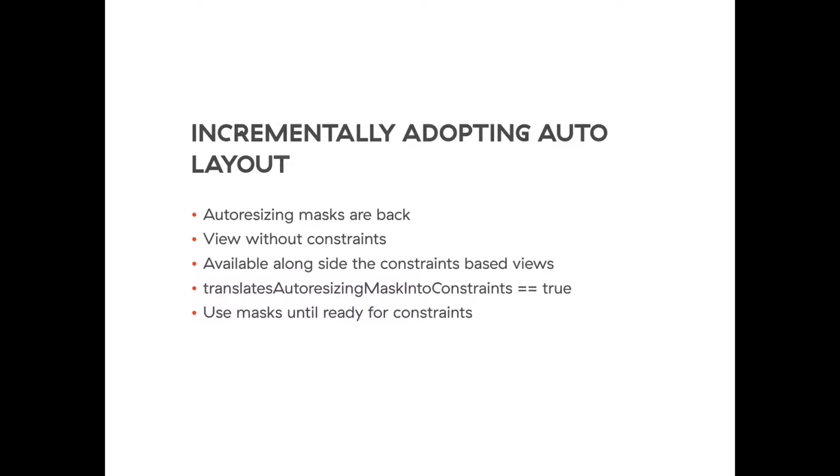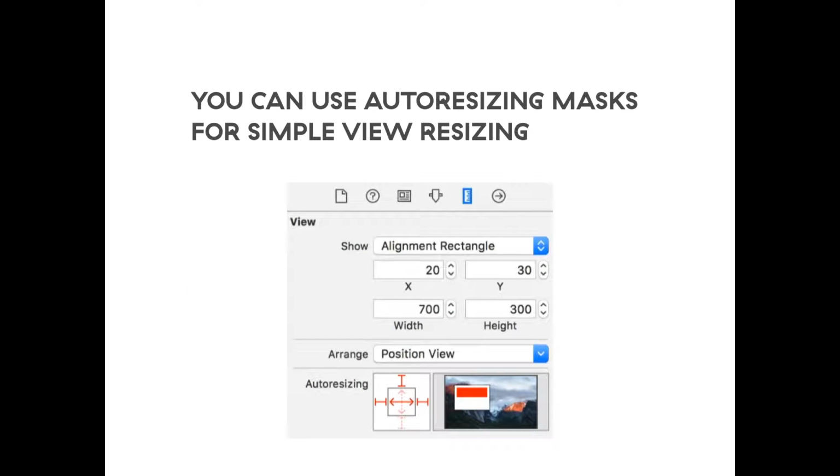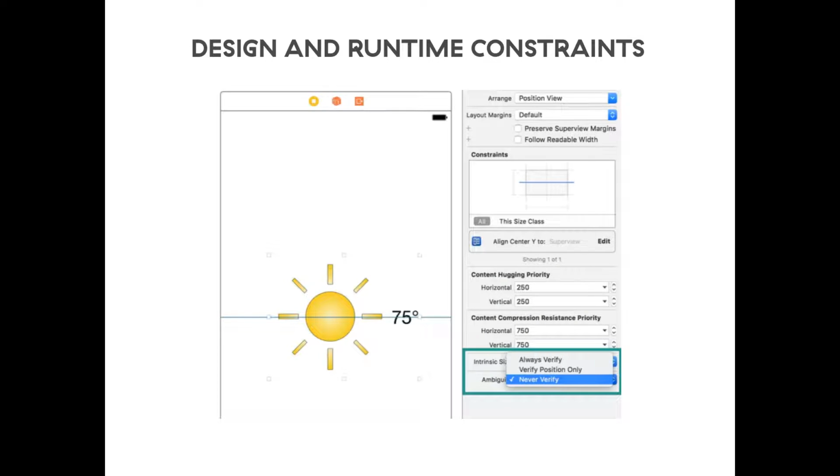So it's a good way to prototype stuff, and you can use it until you are ready for constraints, when you're not sure what the view will look like exactly. So it's basically simplified view resizing. It was available before auto layout, which was introduced in iOS 6.